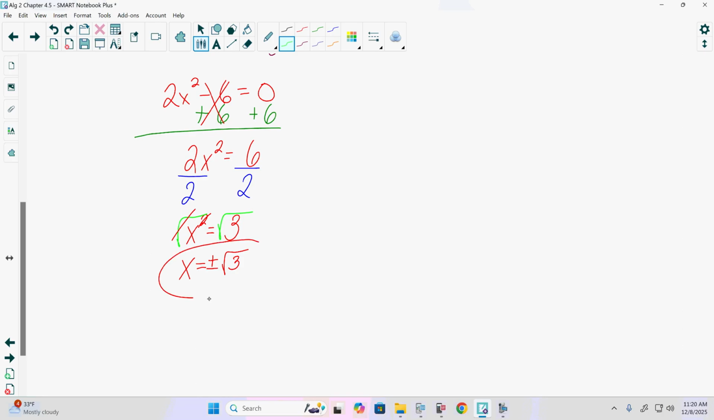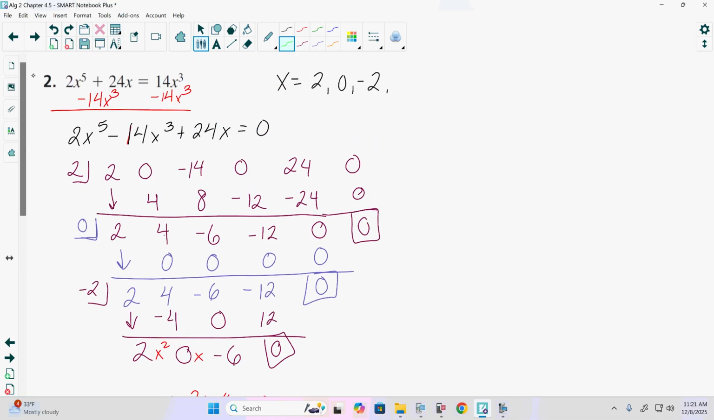But as always, when we take the square root of both sides, we have to add the plus or minus. So it's telling us our last two solutions are positive and negative square root of 3. And that would be all 5 solutions, because 2, 0, negative 2, square root of 3, negative square root of 3 are 5 solutions. So those are all 5 solutions for this here. Questions on any of this here?